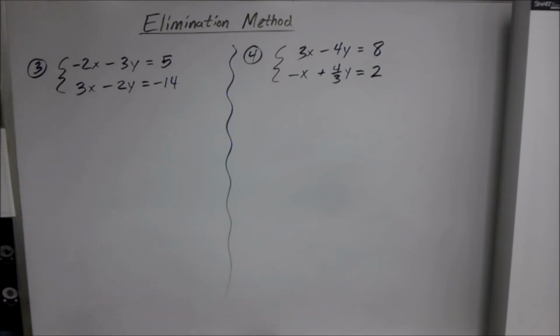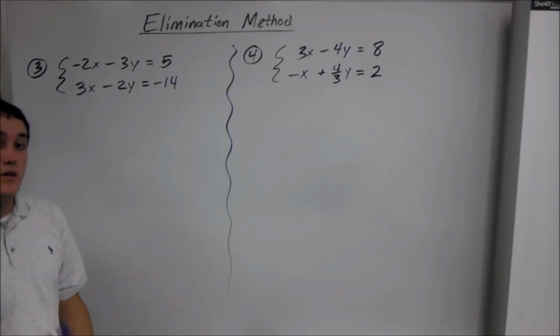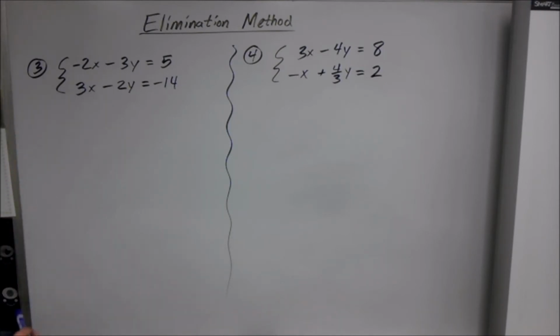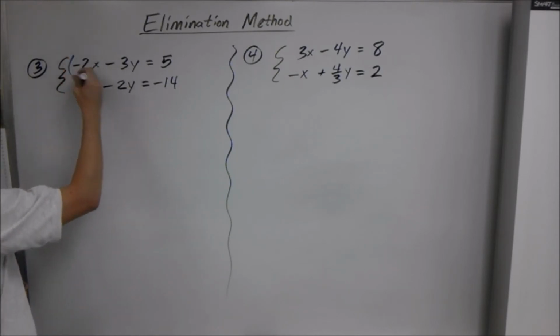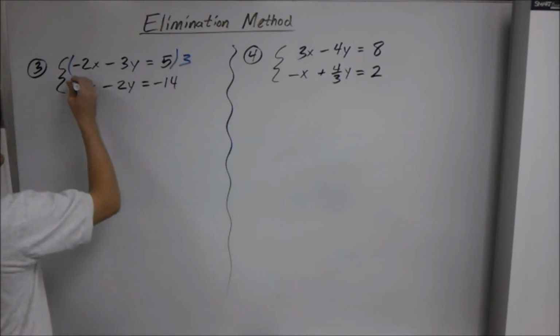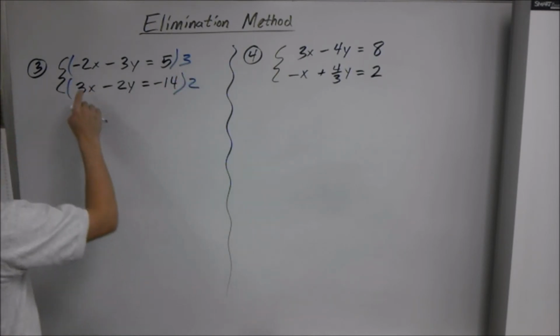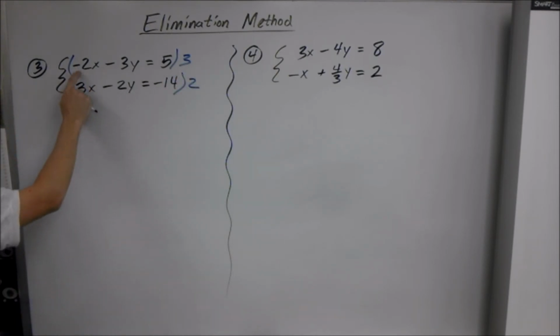Okay, two more examples. Remember, we are trying to cancel out either the x's or y's by making them opposites. We know 2 and 3 both go into 6, so one's going to have to be negative 6, one's going to have to be positive 6. Say we wanted to cancel out the x's in this one. We'd multiply this one by 3 and this one by 2. They already have opposite signs, so we don't have to worry about the signs.